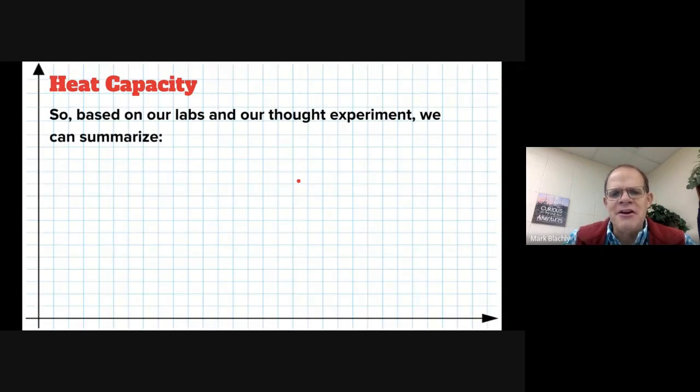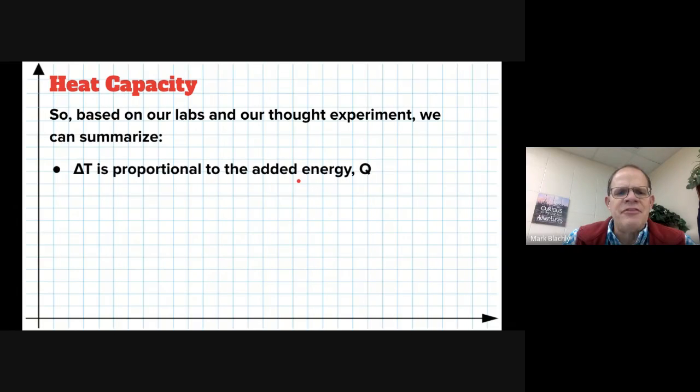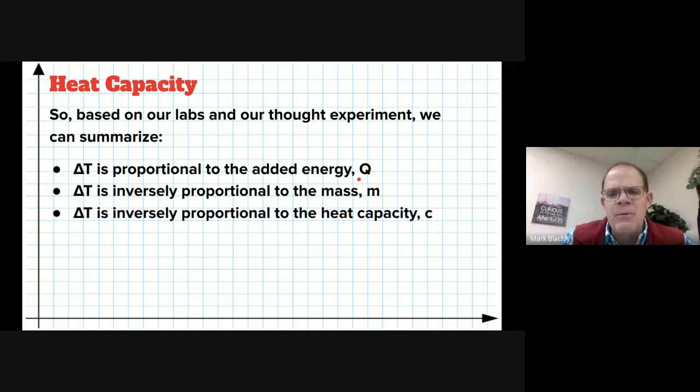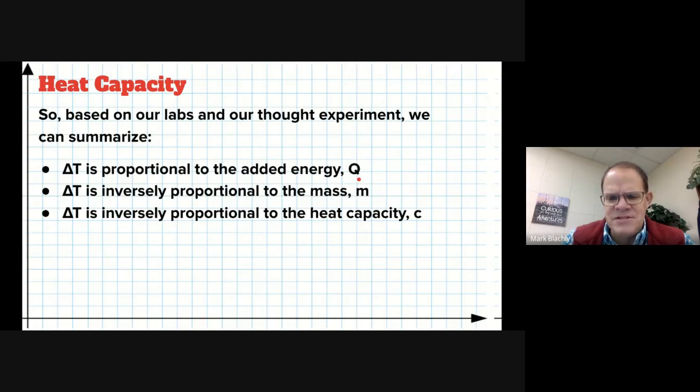All right, so based on our experiments in lab, which we're going to finish here in a little bit, we can say that the change in temperature of a substance is proportional to the added heat. The more heat you add, the more the temperature goes up. It's inversely proportional to the mass. The more mass you have, the smaller the change in temperature. And it's inversely proportional to the heat capacity. The bigger the capacity, the smaller the change in temperature. So those three ideas should make a little bit of sense to you, just from our lab investigations.